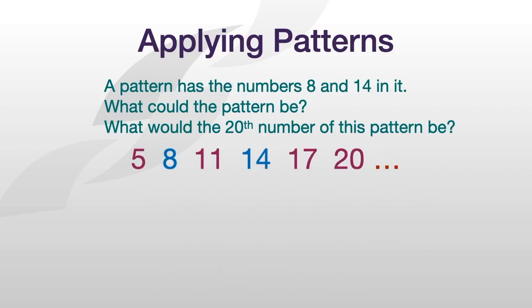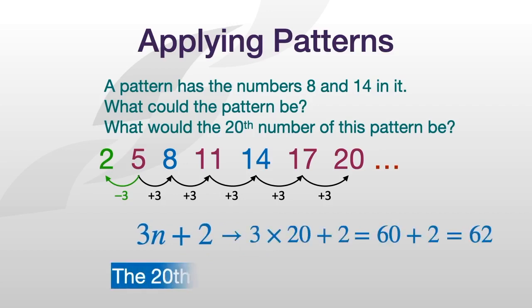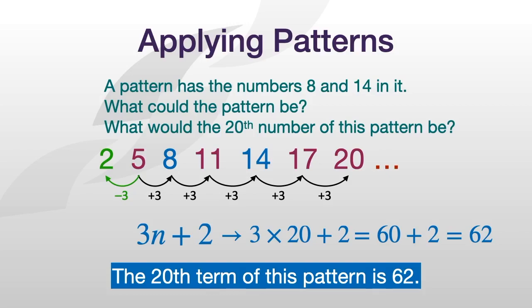Let's use this pattern to figure out the 20th number. Because it goes up by 3s, we know the expression of the pattern rule will have 3n in it. And if we extend to the left one number, we can see that the constant will be 2. Now that we have our expression, we replace n with 20 and calculate that the 20th number in the pattern is 62.